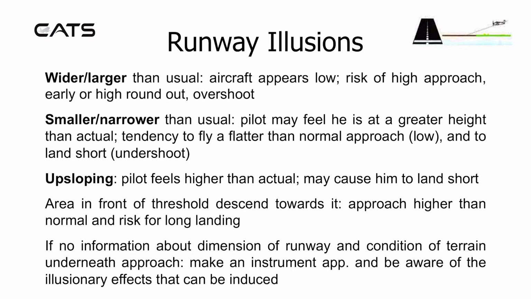With regard to runway illusions, a wider, larger runway than usual gives the appearance that the aircraft is low, potentially resulting in the risk of a high approach or an early or high roundout or overshoot. With a smaller or narrower runway than usual, the pilot may feel that they are at greater height than actual, with a tendency to fly a flatter than normal approach and to land short and undershoot.